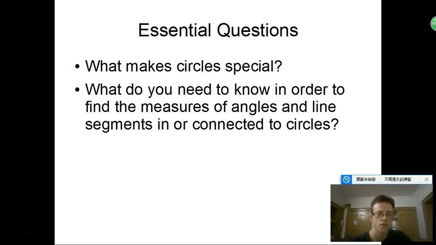I have my own answer to this, but you, or really my students, should think of your own answer. Okay? Number 2, what do you need to know in order to find the measures of angles and line segments in or connected to circles? Okay, this is why studying circles might be difficult. You don't just need to know the radius and the center, but what if there's a line inside of the circle? What if there's an angle? How do I find the length of the line or the measurement of the angle? Okay, what do I need to know in order to find that information?